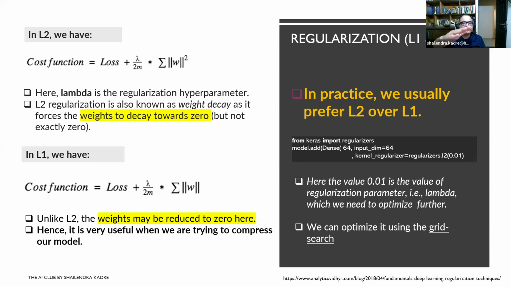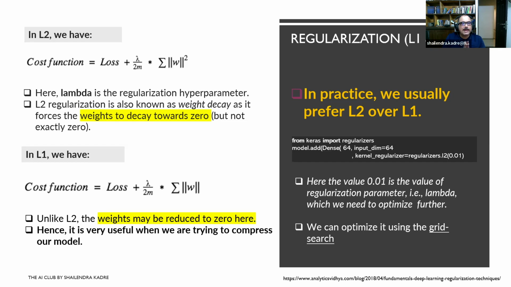Okay. And in case of L2 regularization, weights will tend to become 0.001, 0.0001, but they will never exactly become 0. Okay, so this is the difference between L1 and L2.